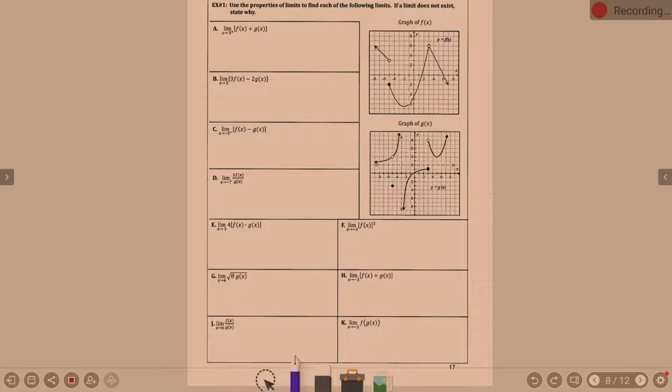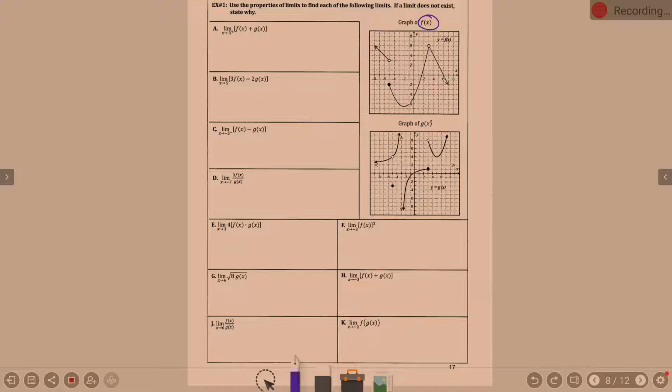I started to zoom in and do half and half, but all these problems use the same two graphs, so I couldn't zoom in here. So use the properties of limits to find each of the following limits. If a limit does not exist, state why. Okay, so always be careful, guys. Word of warning. Pay attention.